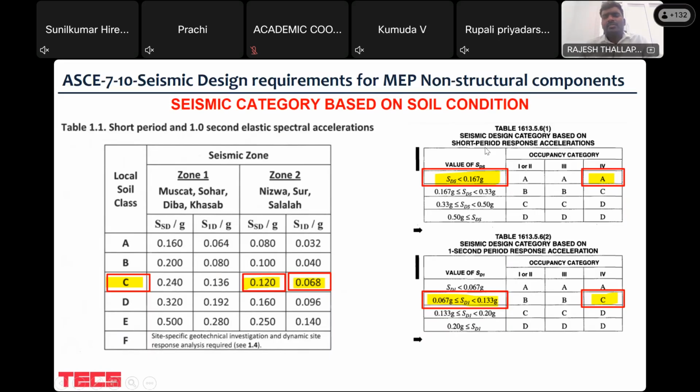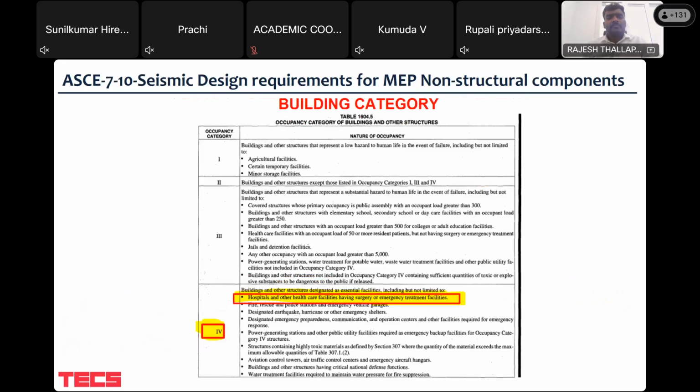So when it is considered as the short period response acceleration, the building falls under category A, but on the long period, it falls under category C. So we need to consider the worst scenario, where A is much safer, I mean to say, but the more you get like C and D is more critical, where your building falls under a zone where you must go for a seismic requirement. Design of seismic requirement is important. And then comes the building category.